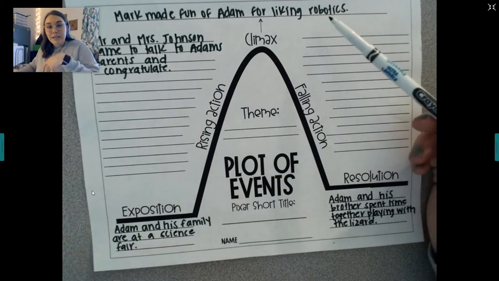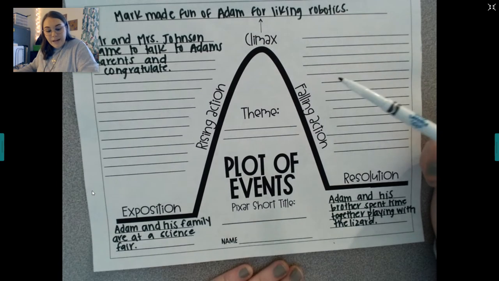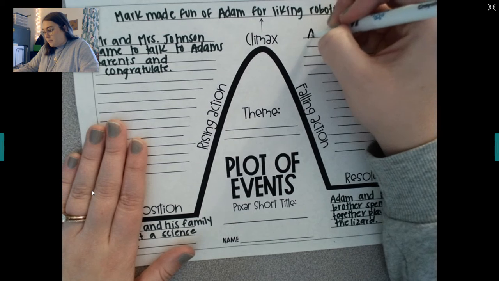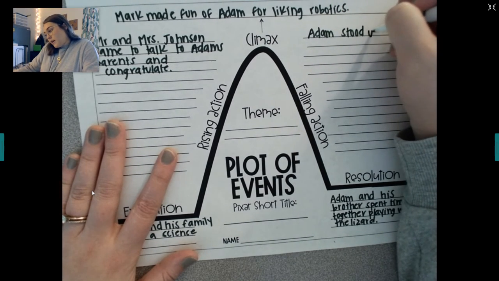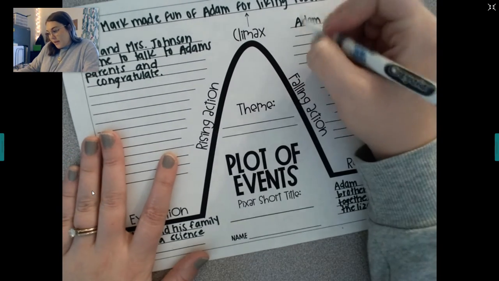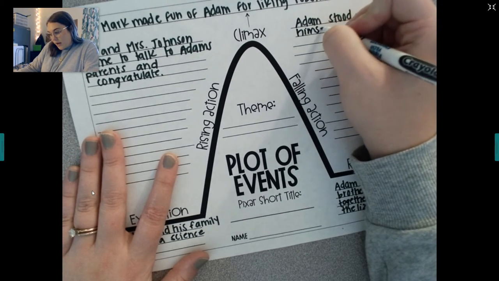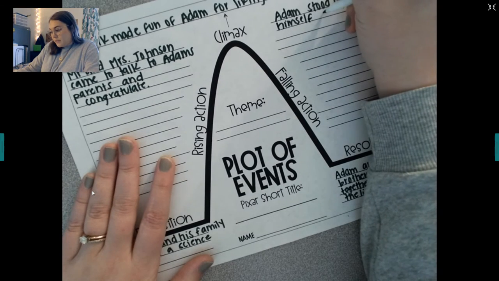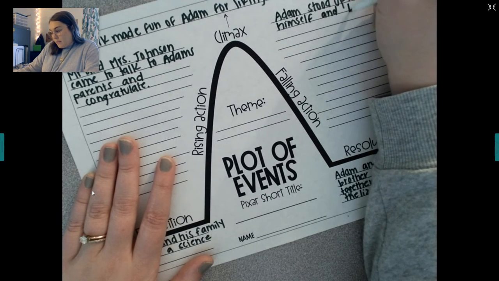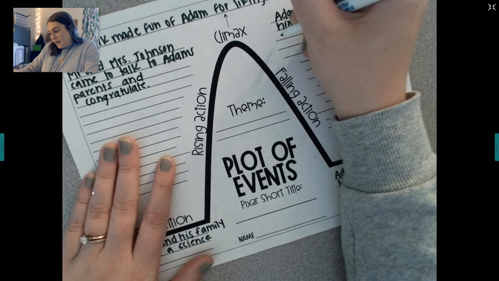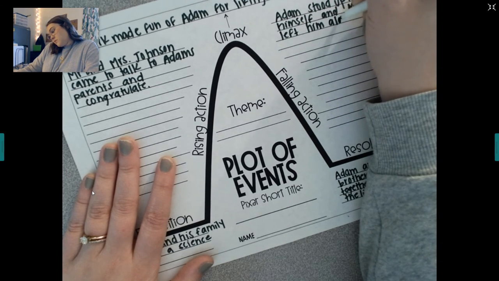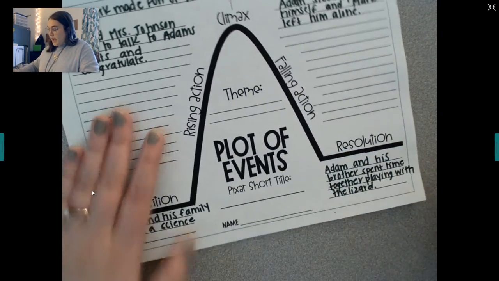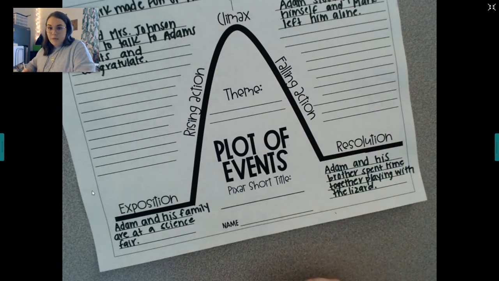So then once he made fun of Adam, what happened? What did Adam do? Adam stood up for himself. Y'all remember that? He said, "I'm not going to pretend to be something I'm not." Adam stood up for himself, and Mark left him alone. And then in the end of the story, Adam and his brothers spent some time together playing with the lizard.